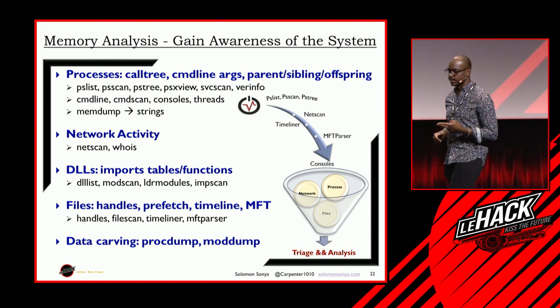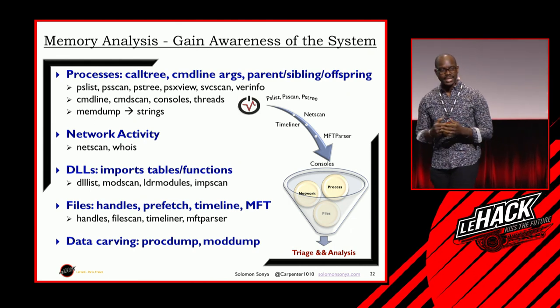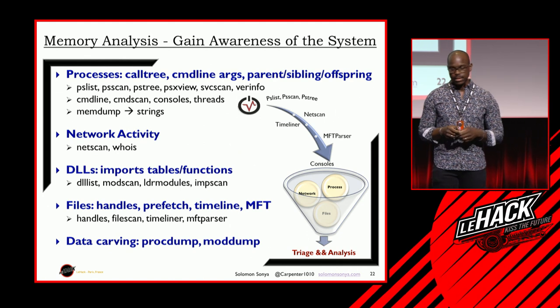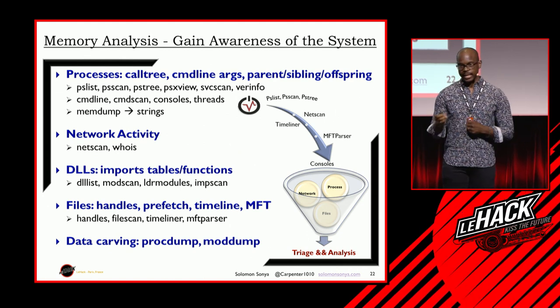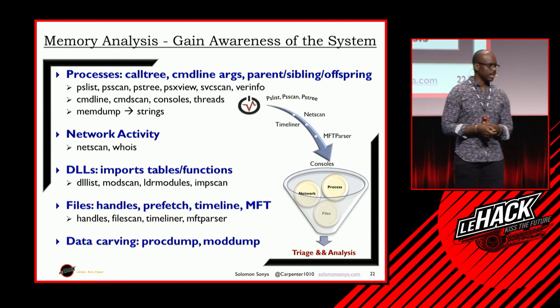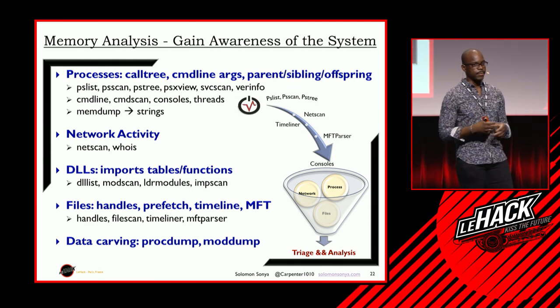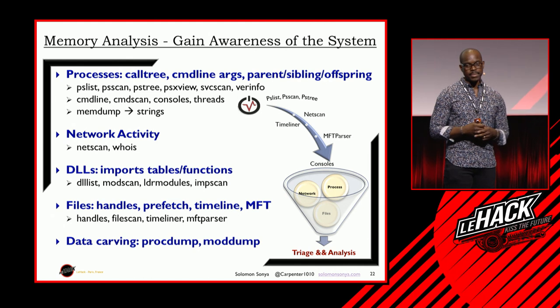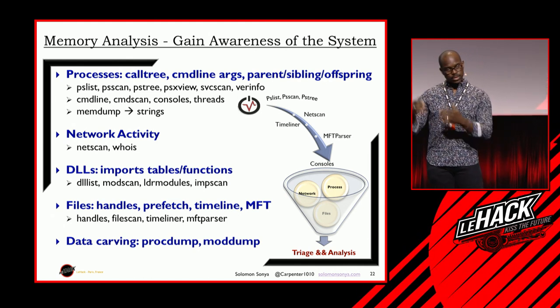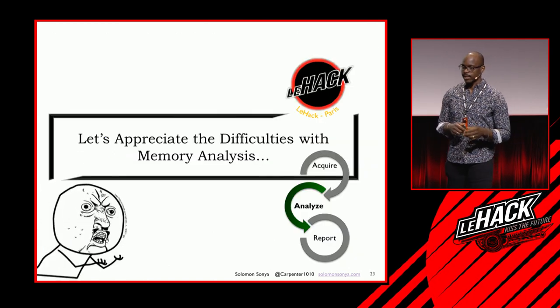files themselves, like handles, prefetch, timeline, the master file table, what can we determine about the hard drive itself and what files existed, what could have changed, what are relevant in this type of investigation, and then data carving, to be able to dump information from that memory. If it's present, there are many times that we can dump the process memory to determine additional artifacts of what's going on.